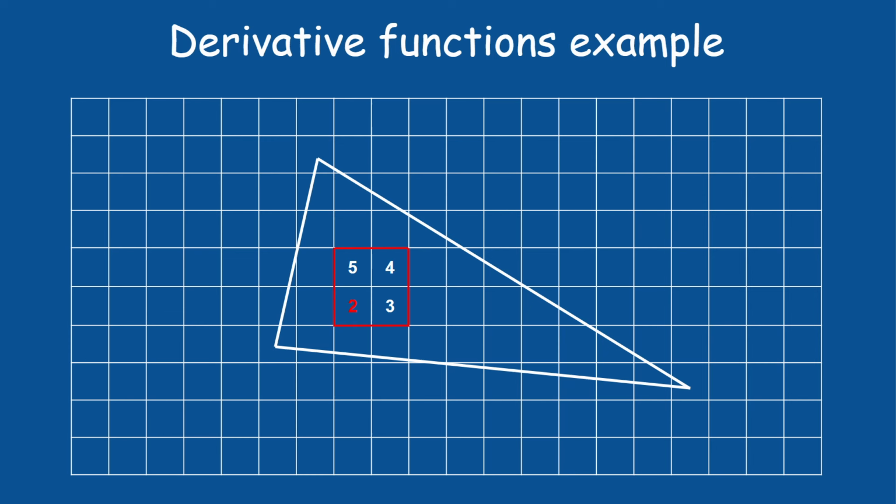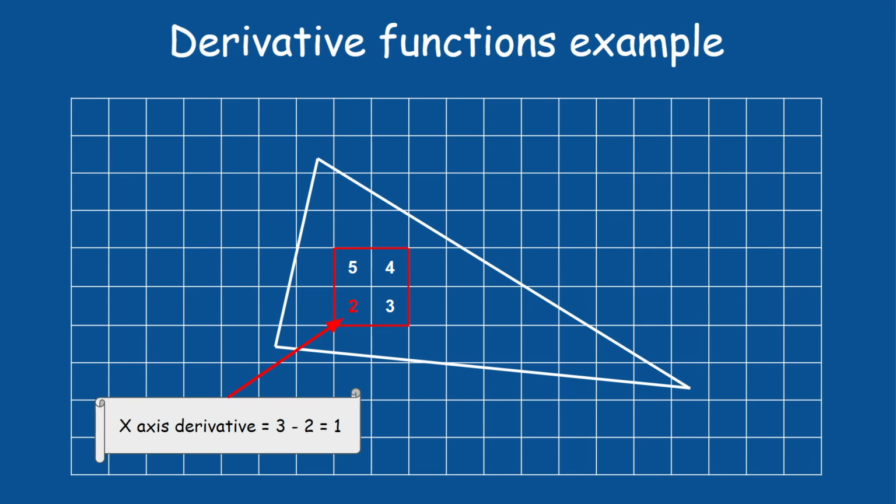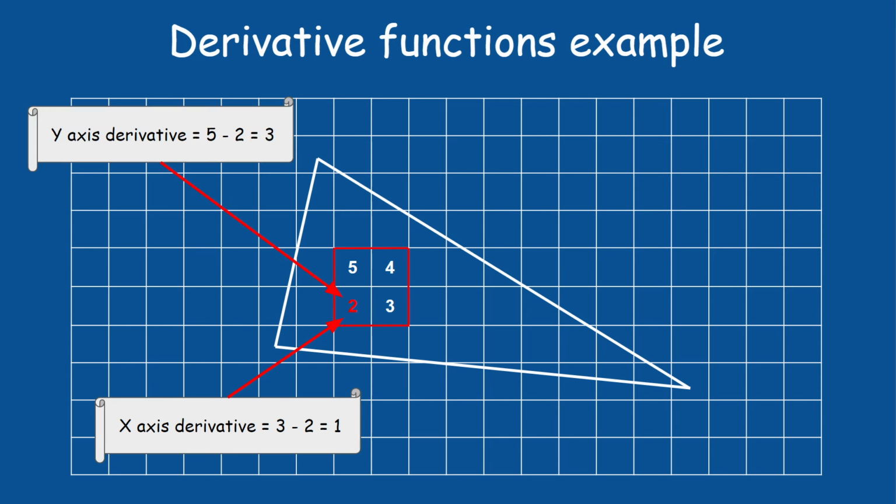Consider the following block of 2x2 pixels that shows the value of some attribute in every pixel. The derivative of the bottom left pixel on the x-axis is the value of the pixel on the right minus the value of the bottom left corner, so we get 1. The derivative of the same pixel on the y-axis is the value of the pixel on top of it minus its value, and we get 3.